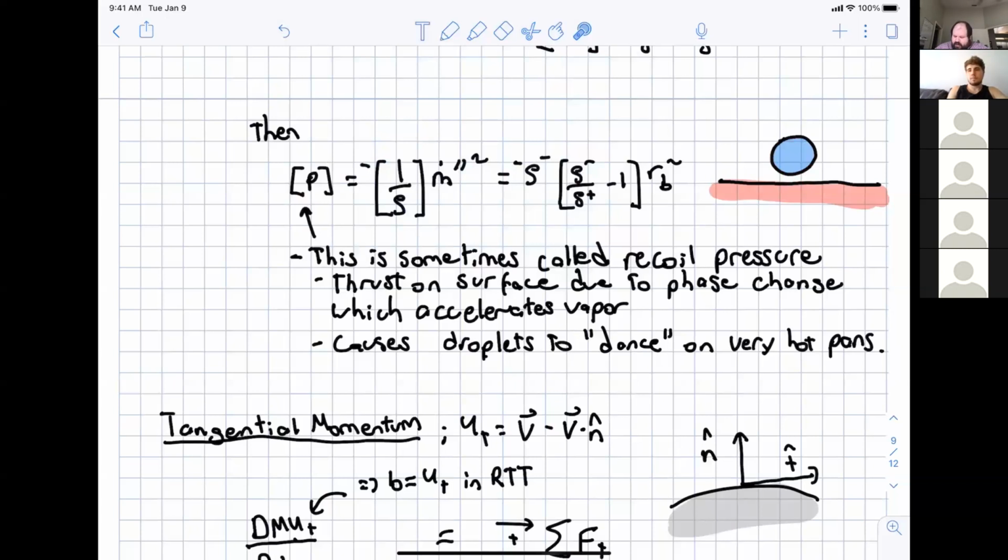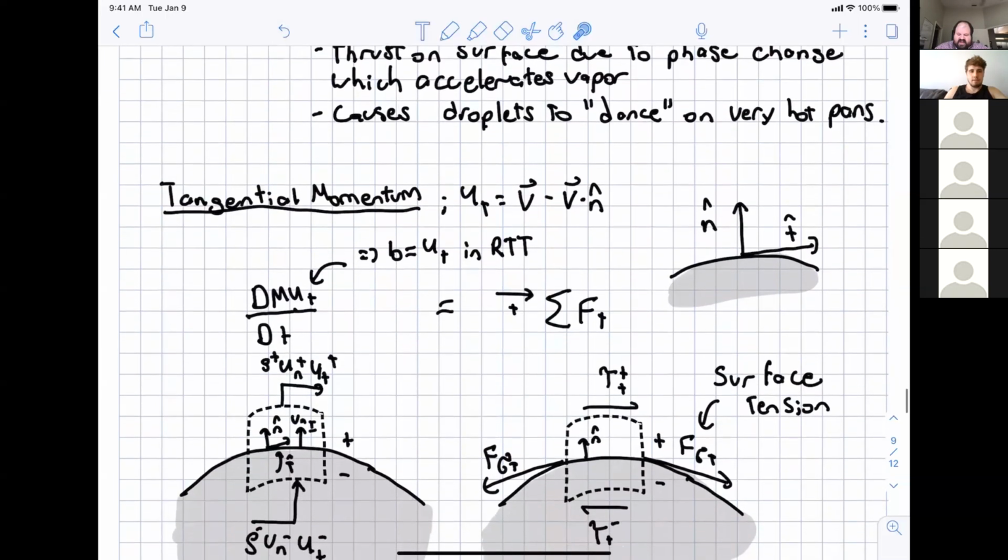Okay, so now we conserve momentum in the normal direction. Now we need to consider momentum in the tangential direction. By the tangential direction, I just mean the surface out here, basically pointing to the side. Okay, and so we can define a tangential velocity at the surface as just the actual velocity vector minus the normal component of the velocity vector. Okay, and then our B in the RTT will be the tangential velocity.